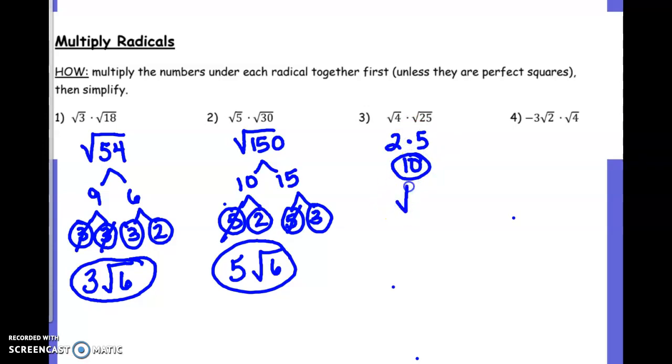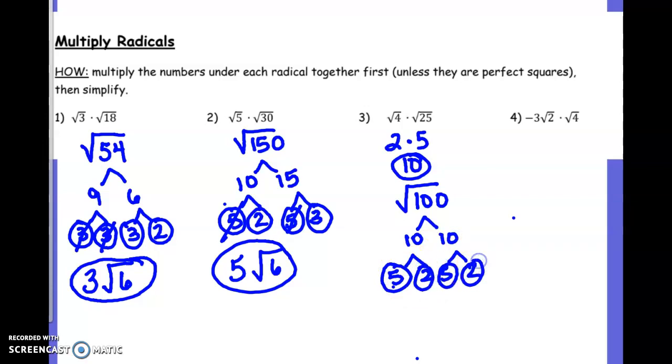Or if you had done it the other way, you've got radical 100, you could have done 10 times 10, 5 times 2, 5 times 2. When you did that, you notice you have a pair of 5's, so the 5's would come out, and then a pair of 2's. And that's how we would also get our 10. But the first way is easier because we recognized that they're both perfect squares.